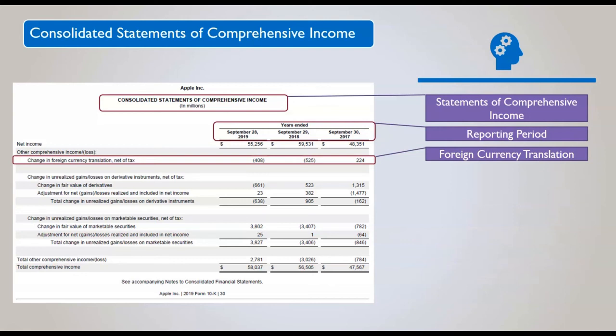First on this page, we see the foreign currency translation. This line item relates to the foreign currency translation adjustments from Apple's subsidiaries, which do not use the US GAAP or US dollars as their functional currency.